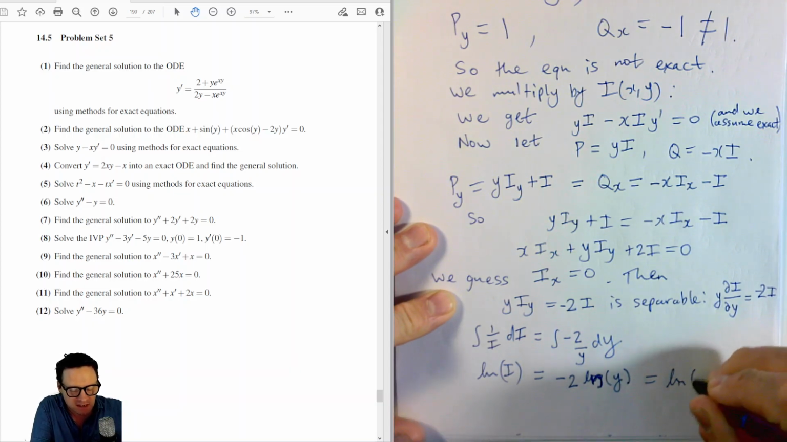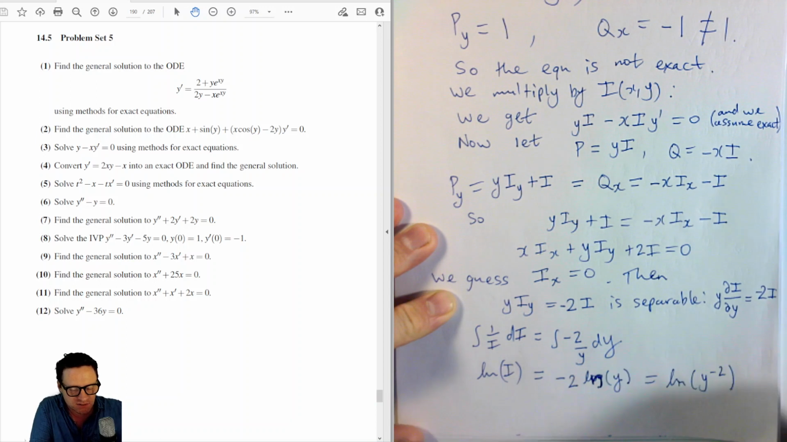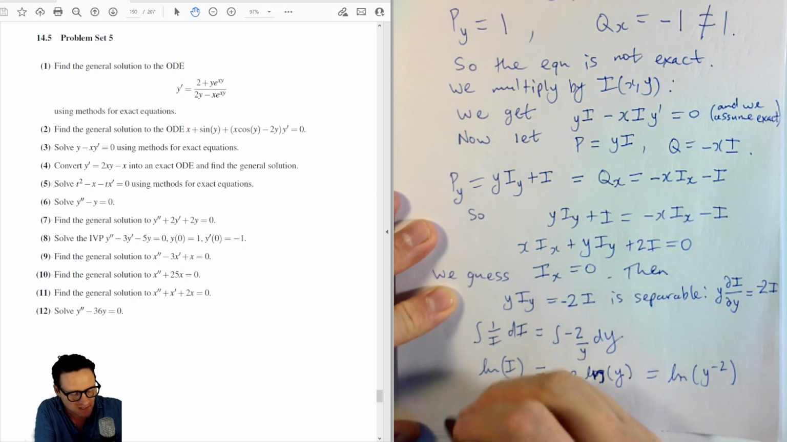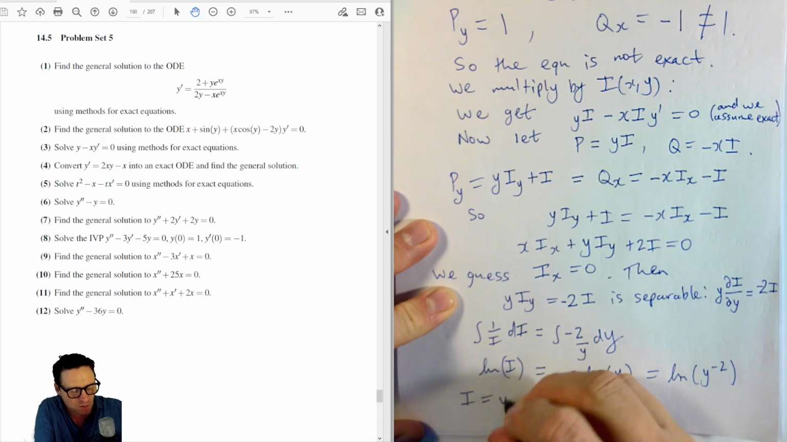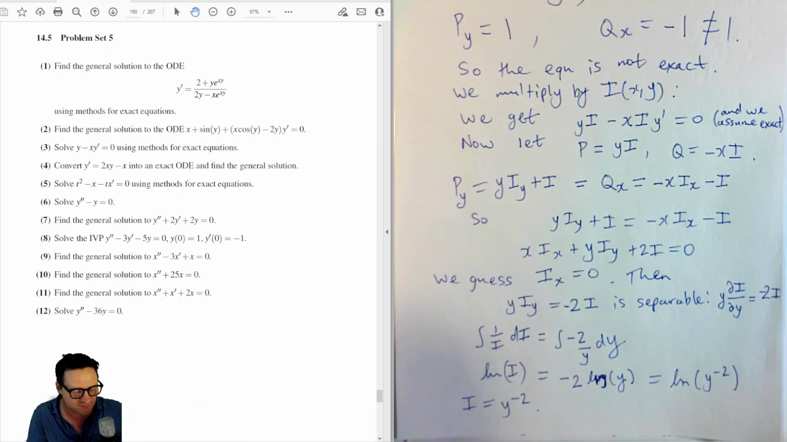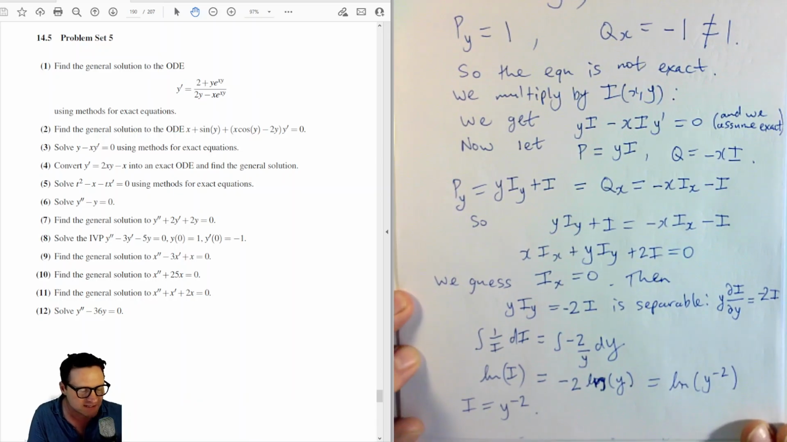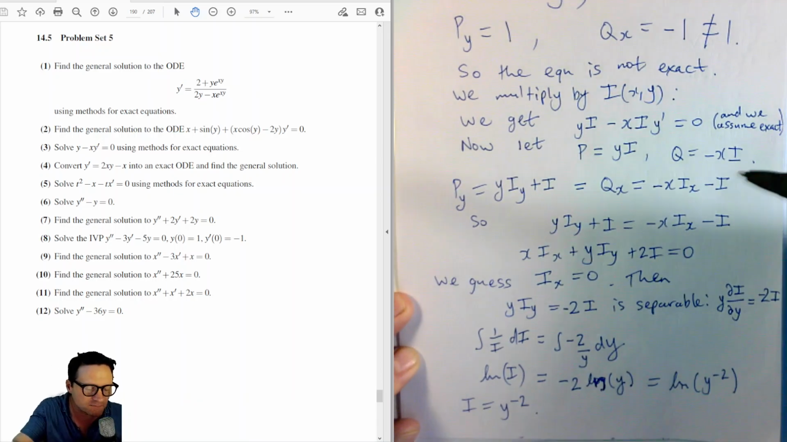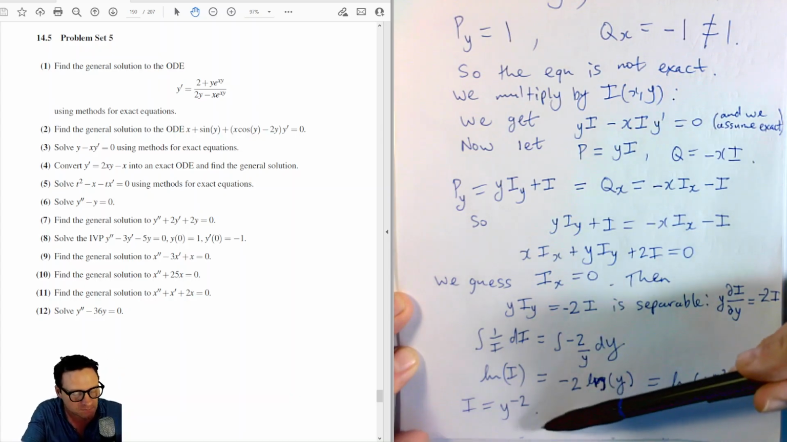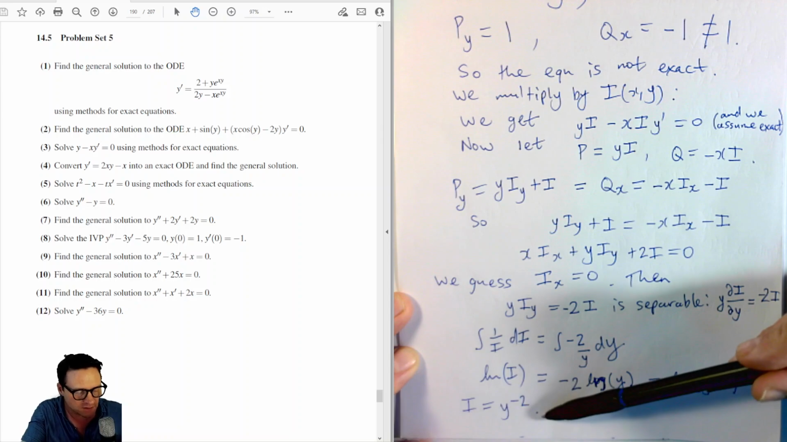All right, so let's take this up into the exponent here via a log rule. So this is ln y to the minus 2. And so then, since we have the same base, we get I is equal to y to the minus 2. All right, so that's fantastic because that tells us that this equation up here is now exact with this particular I value.